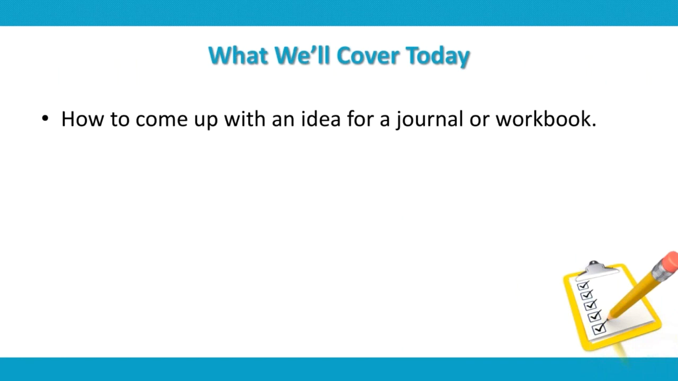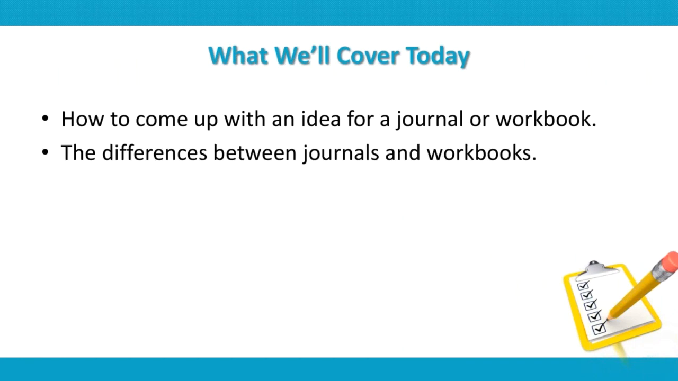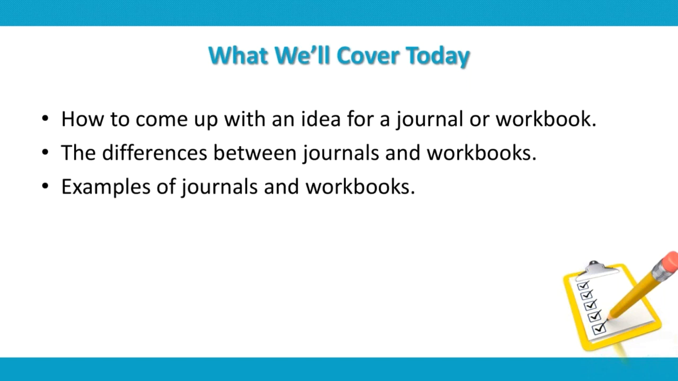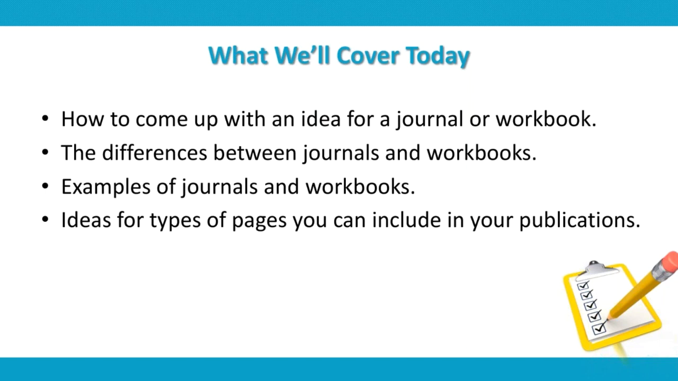So here's what we'll cover today. We're going to talk about how to come up with an idea for a journal or workbook, the differences between journals and workbooks, examples of journals and workbooks, and ideas for the types of pages that you can include in your publications. Because what you can do is create a template, and that template can then serve as an outline for an online course or for a book or for future journals or workbooks. Because once you create that first template, future ones are easier to create. And then, as always, we'll have some action steps.